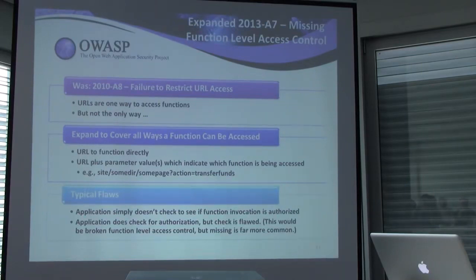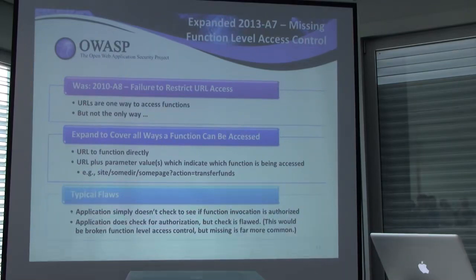So in A7, it used to be called failure to restrict URL access. Well, really, it was about function level access control. In other words, every application should do 2 kinds of access control. Are you authorized for this function? And are you authorized for this data? And we already have insecure direct object references.